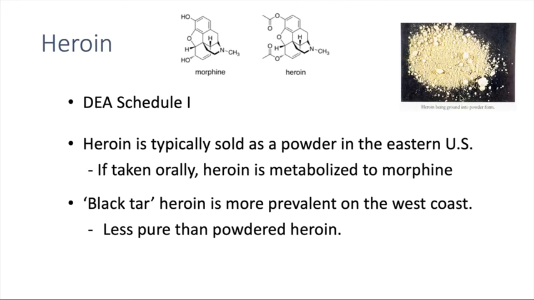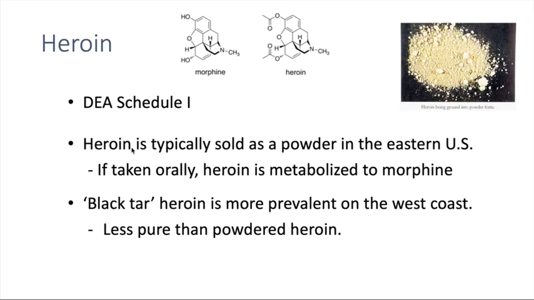Heroin is usually produced in a powder form and if you take it orally, if you just swallowed a pill of heroin, it'll be metabolized to morphine. So it's not taken orally often because most people who are taking heroin want that fast onset, which will not come if it's being metabolized to morphine first. Black tar heroin is a different preparation of heroin, and it is less pure than powdered heroin. It's usually mixed with other things.